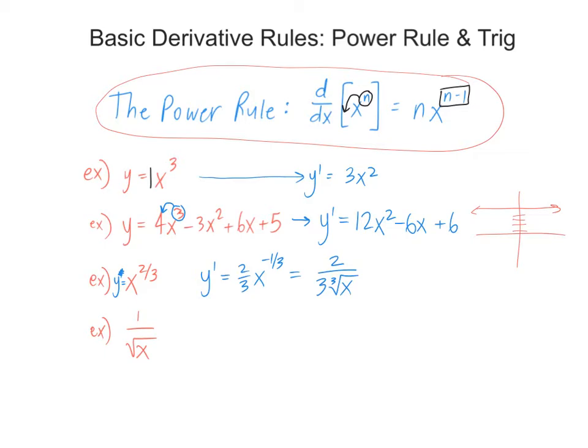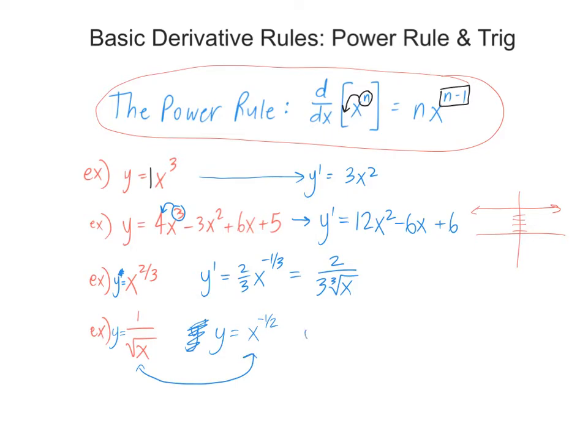All right, here's a similar one. 1 over the square root of x. Now, we've got two things happening. First of all, let me just rewrite y before I even worry about the derivative. 1 over the square root of x. The square root is the same as a 1/2 power, and the fact that it's on the bottom makes it a negative 1/2 power. So these two things are identical.